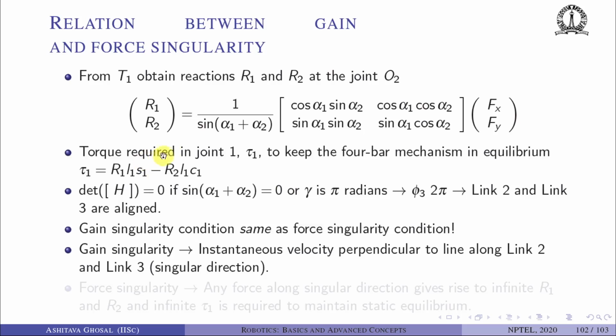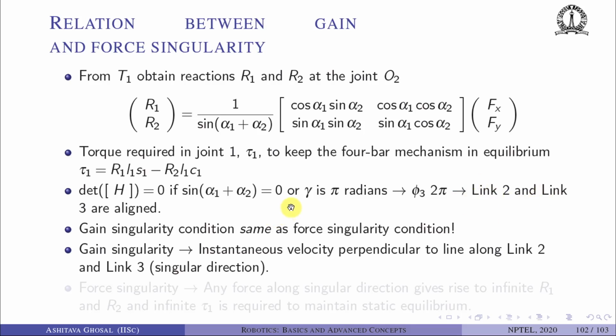If determinant H is 0, i.e. if sine(alpha 1 plus alpha 2) is 0, okay, so we have alpha 1, alpha 2 and gamma, if sine(alpha 1 plus alpha 2) is 0 or gamma is pi, because the sum of the three angles inside a triangle will be pi. Okay, so then link 2 and link 3 will be aligned.